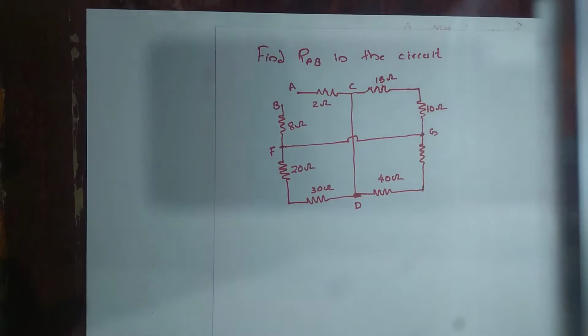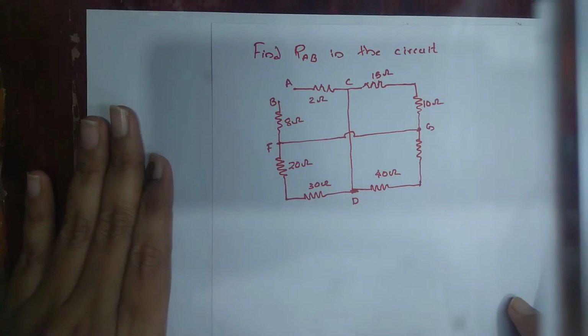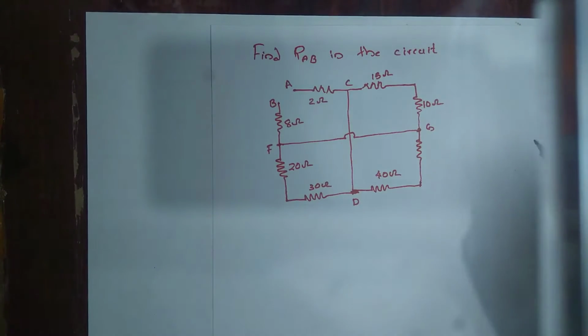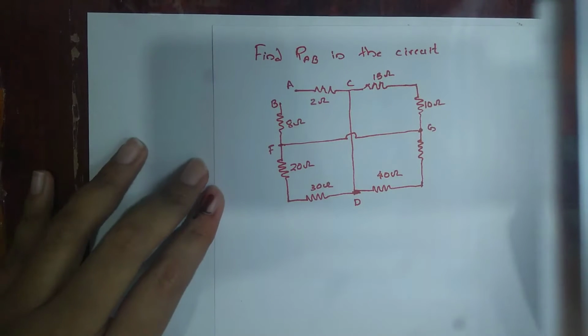So this is the last question, which is from last day's practice problem. This is the fourth question I have given. Find out RAB. The namings A, B, C, D, E, F, G are already given.